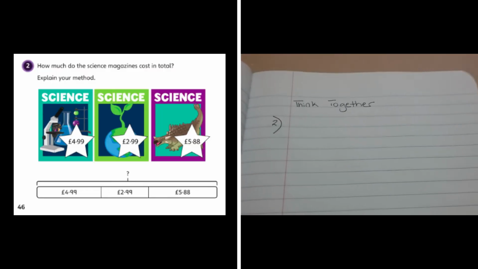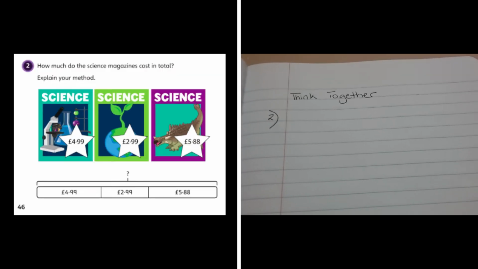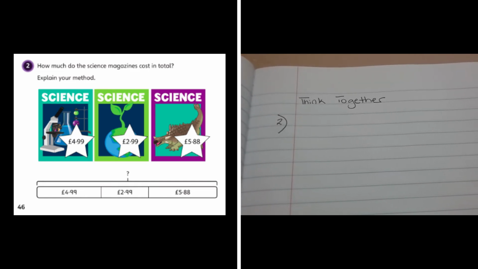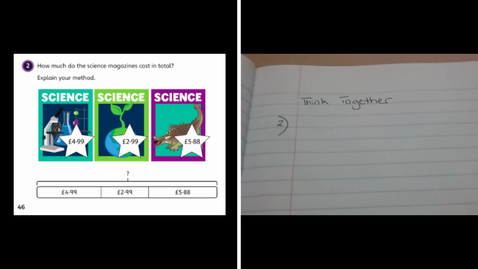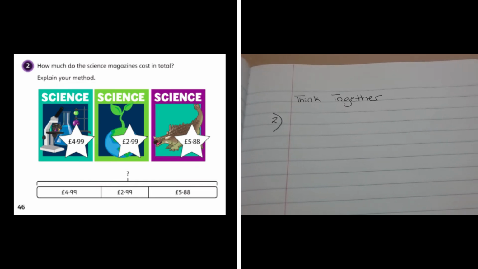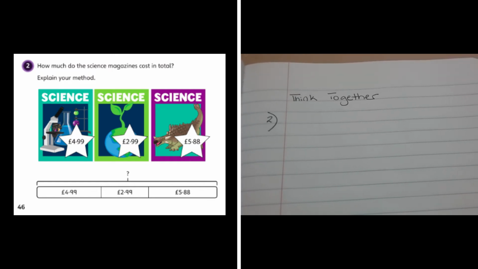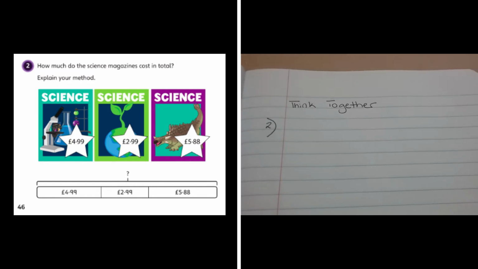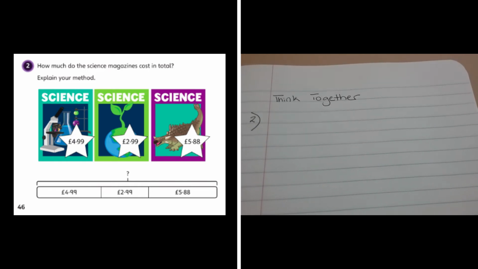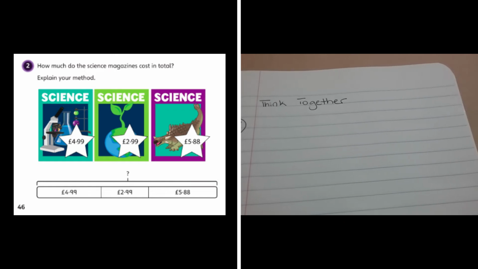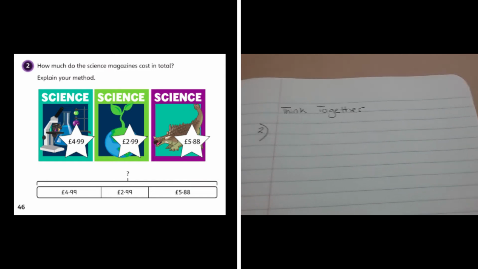All right, now we're going to move ahead to the think together portion, and we're going to dive straight into question number 2. It says there, how much do the science magazines cost in total? Explain your method. There it shows me 3 magazines. One is £4.99, another is £2.99, and the last one is £5.88. And it shows me also the bar model. And the question mark is at the top, so I know I need to add these values up to find my final answer.